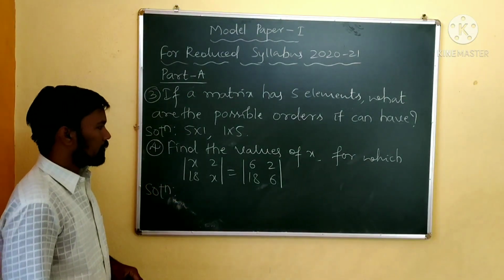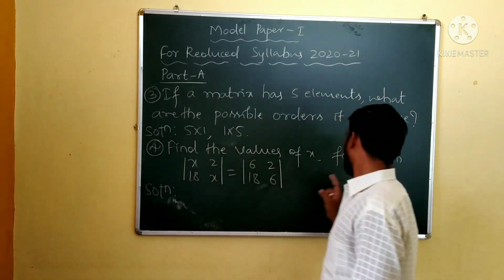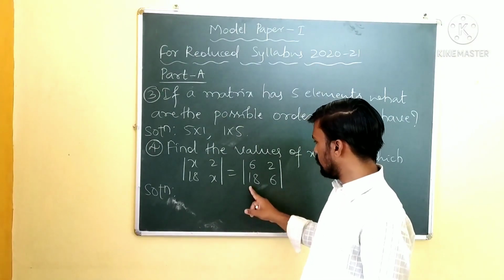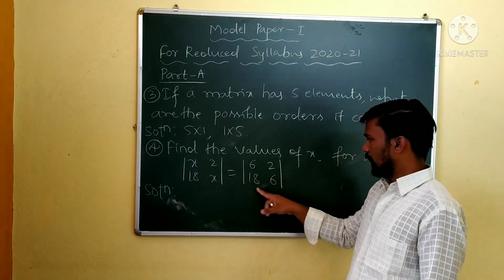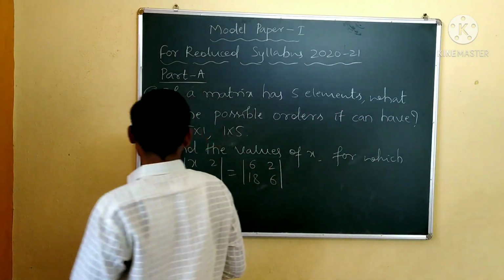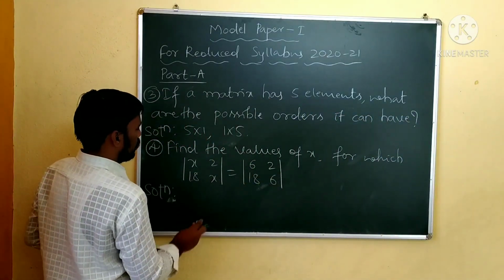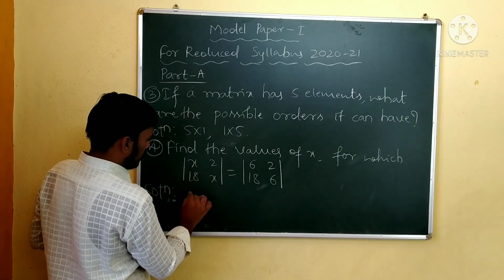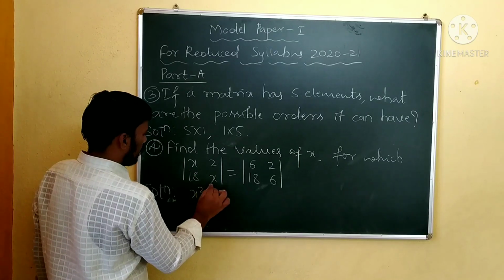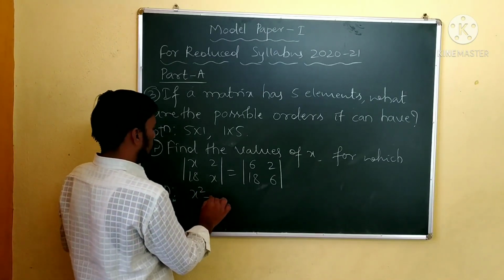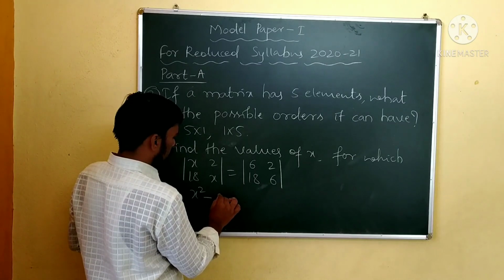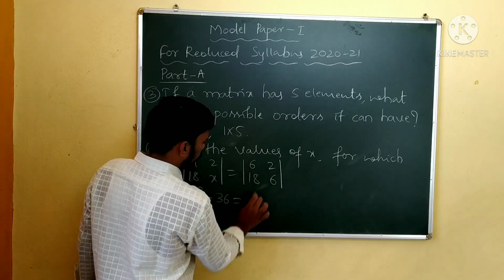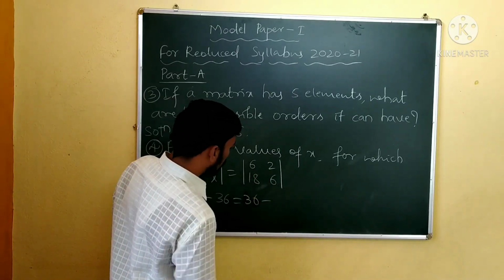Find the values of x for which the determinant of order 2, x 18 / 2 x, is equal to the determinant of order 2, 6 18 / 2 6. Very simple question. This is from determinants. Solution. Let me write the given matrix. I will write that answer directly. x into x, x square, minus 18 into 2, which is 36, is equal to 6 into 6, 36, minus 18 into 2, 36.